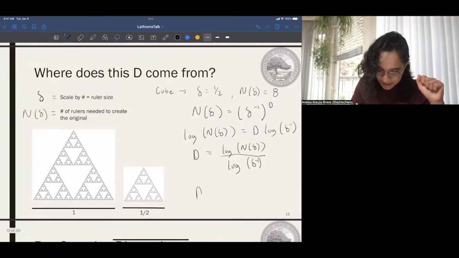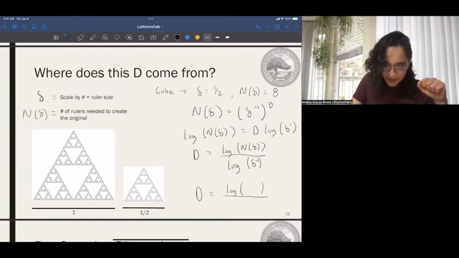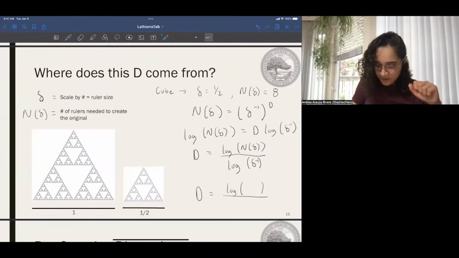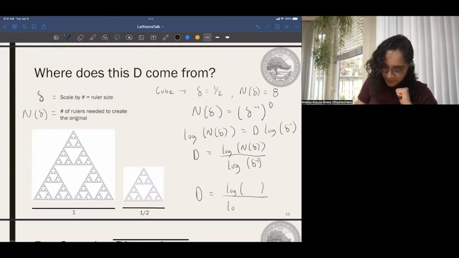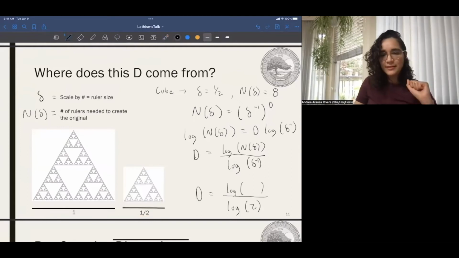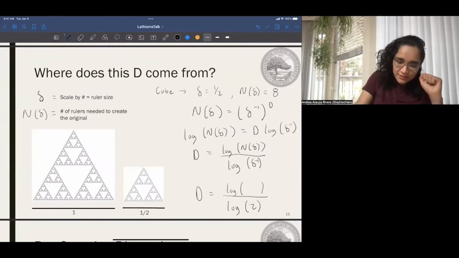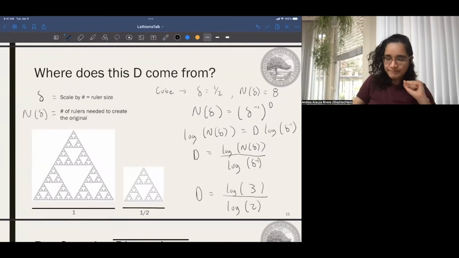So my D here is, okay, so my scale here was 1/2. So the reciprocal of 1/2 is going to give me my log of 2 part in the bottom here. And then this n of delta is how many copies of that scaled version did I need to fill up the original? And we just counted them and we said that was 3. So I end up with this same expression that I showed you at the beginning here, right? So log 3 over log 2 is the fractal dimension of the Sierpinski gasket.